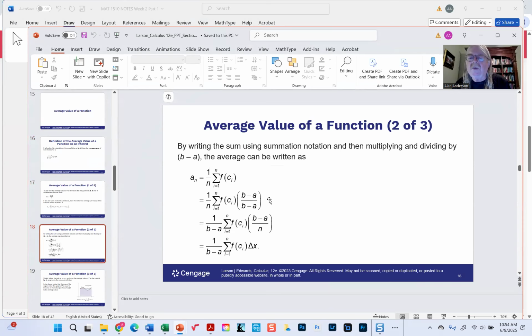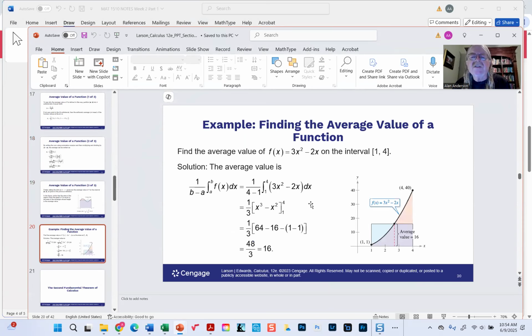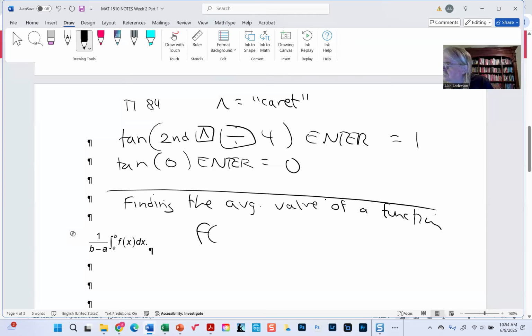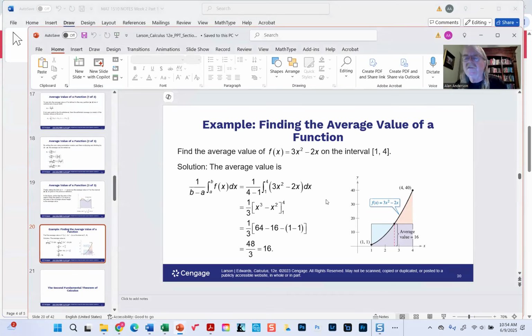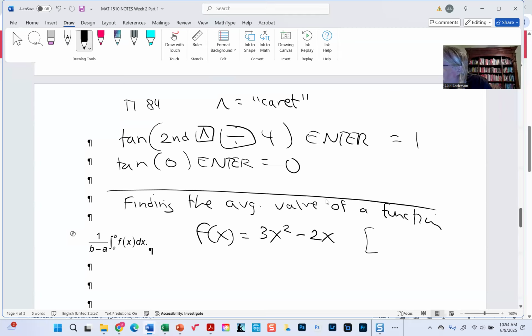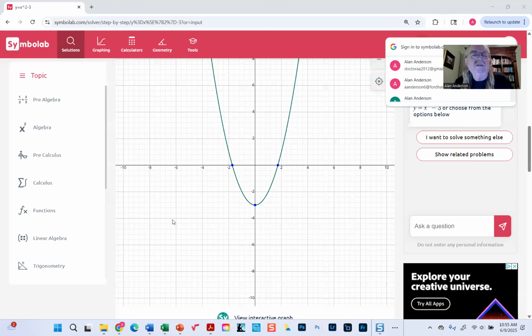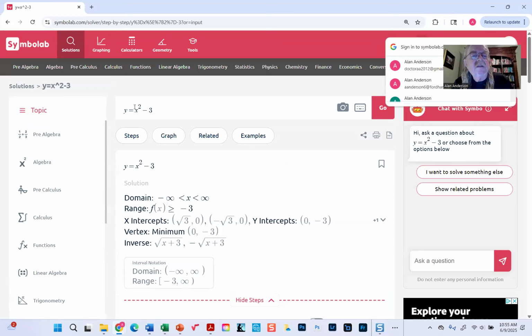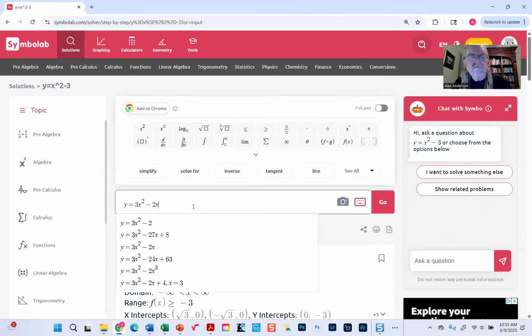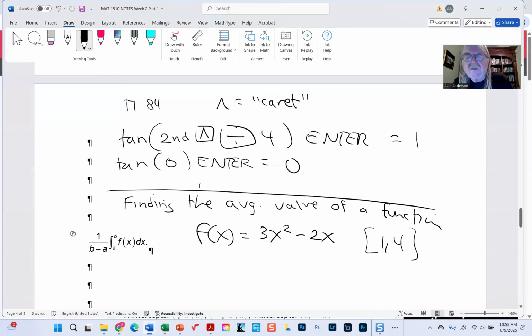actually here they're going through improving y. But right now, let's just focus on this example. The function is 3x squared minus 2x. And in a second, we'll go see what that looks like in Symbolab. And then the interval is 1, 4. All right. So 3x squared minus 2x. Here it is. Just double check. 3x squared minus 2x. Beautiful.